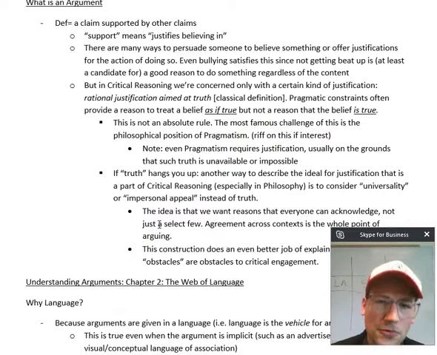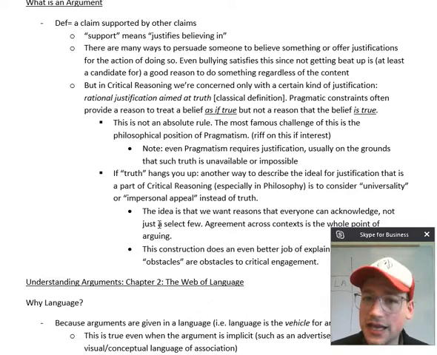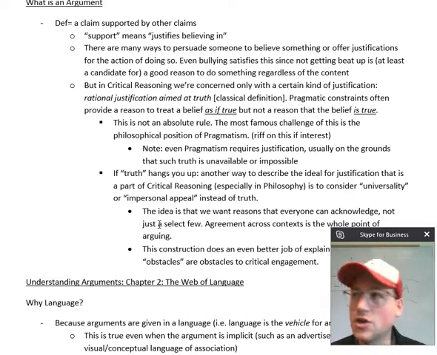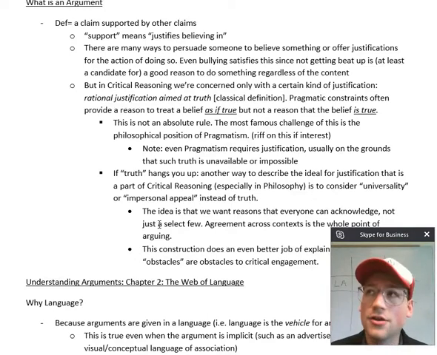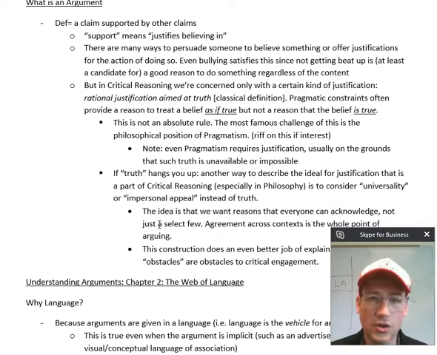So those are arguments, but what does justification look like? What does rational justification mean? There's two really big ideas of how we sometimes cash out what justification means, or what it means to have a reason to believe something. The most classical definition would be rational justification aimed at truth. So we're trying to figure out what is true, and only those things which provide some evidence or support for thinking something is true count here.